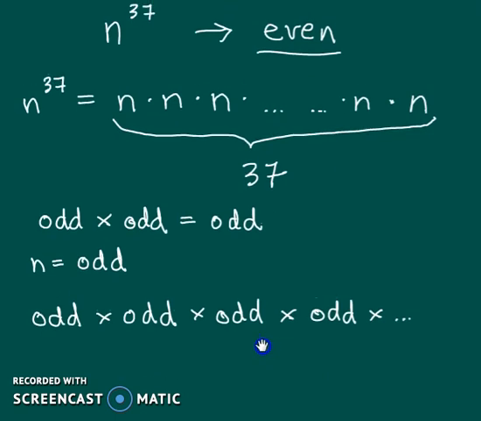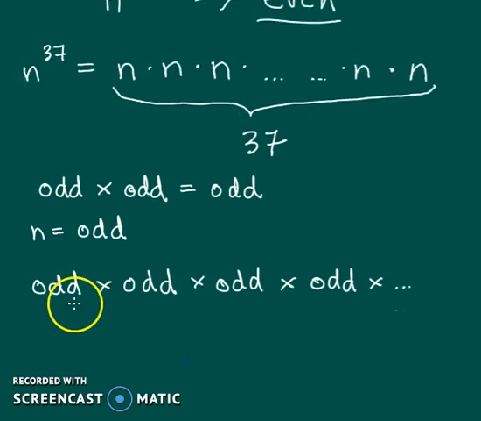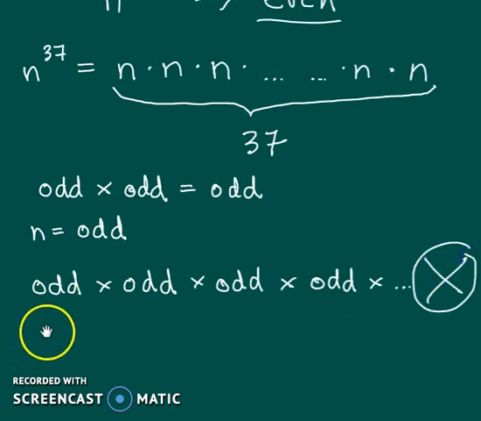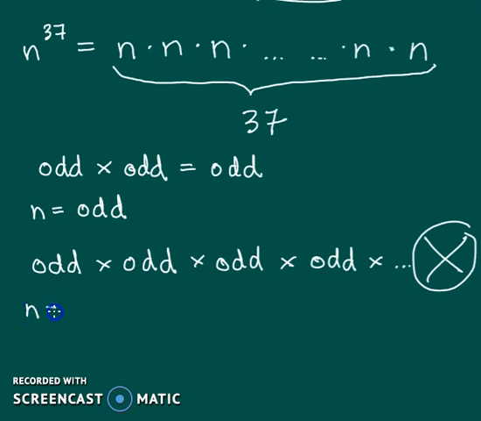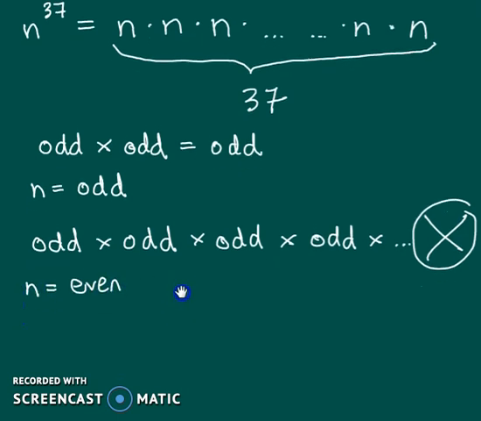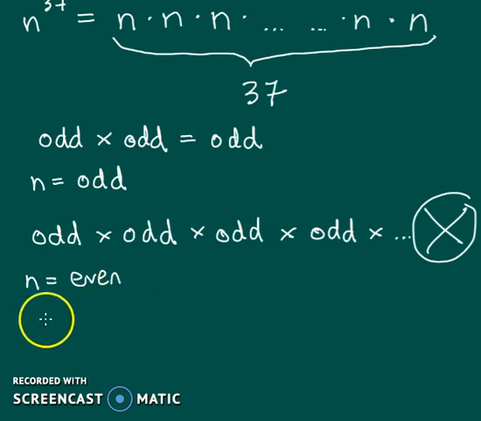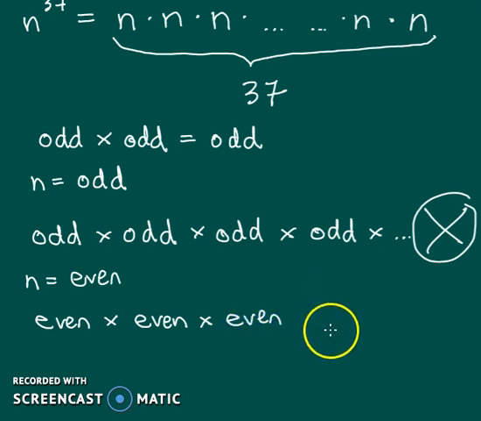Let's make sure that it works if n is even. So we figured out that this is not working. Let's see what happens if n is even. So in that case, we would have an even number times an even number, or n times n. What happens when we multiply an even number by an even number? It's even. And then we would multiply it once again by n. We get an even number.